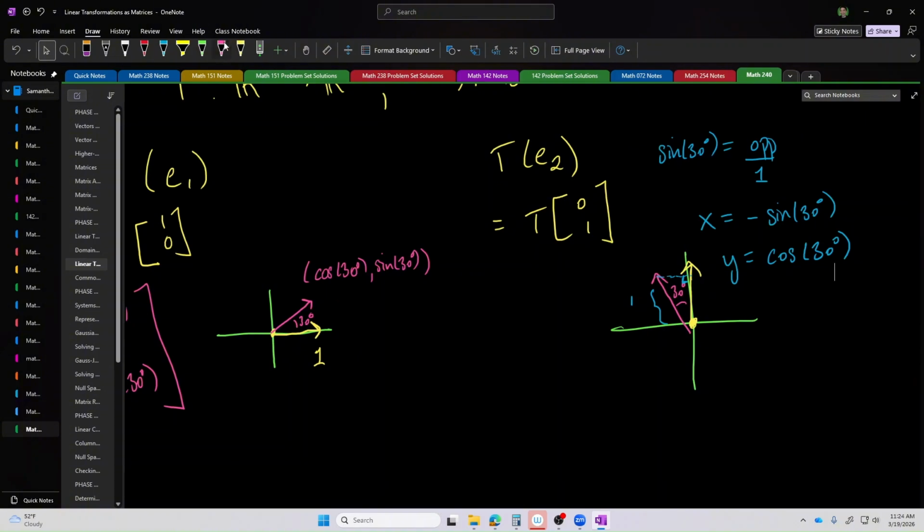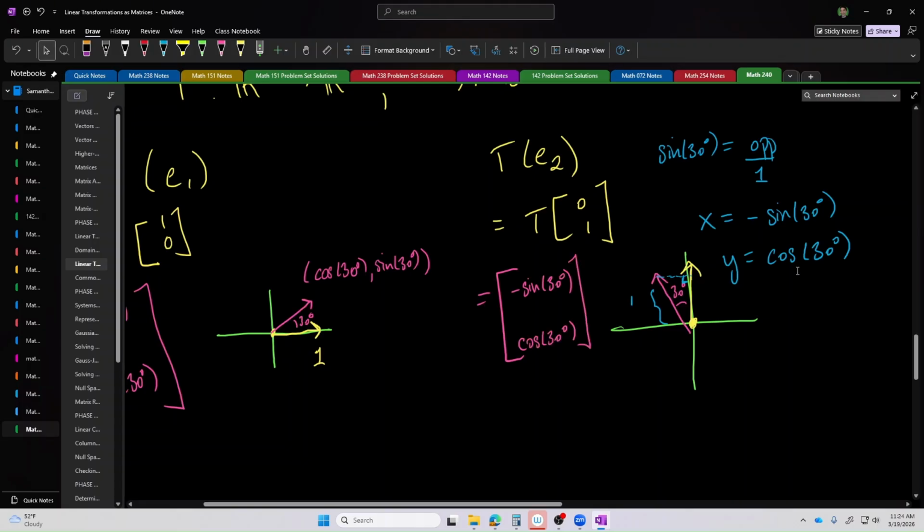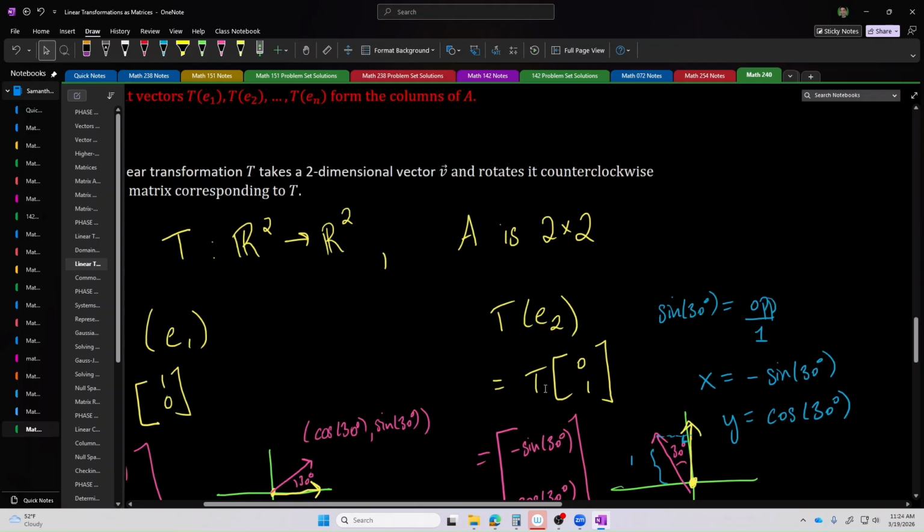So what this means is, after applying this linear transformation to e2, we would get the result negative sine of 30 degrees in the first entry and cosine of 30 degrees in the second entry. These are the components of the vector that we've gotten after rotating 0, 1 counterclockwise through this given angle.